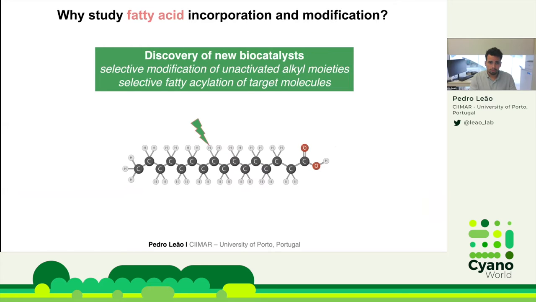The other motivation for studying them from our perspective is that because cyanobacteria can modify these fatty acyl moieties with extreme selectivity, this is important for biocatalysis. For example, on the screen you can see a sketch in which a specific carbon is modified by an enzyme. As you saw in the structures I showed you, all those modifications occur at a specific carbon and usually with a specific orientation. So they are regio- and enantioselective.